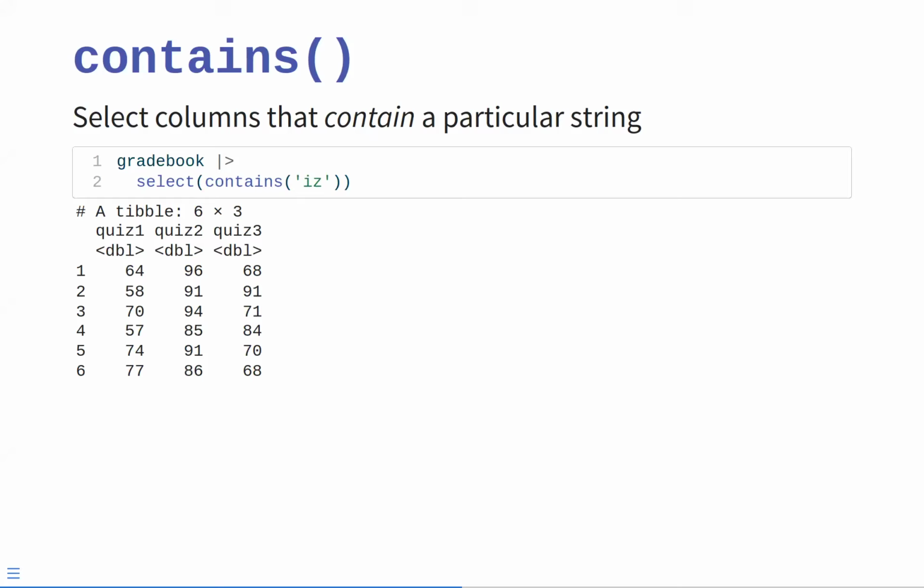starts_with and ends_with carry out selection based on prefixes and suffixes. But sometimes you might want to select based on some other part of a column name. That's easy using the command contains. Contains selects columns that contain a particular string. This is again slightly silly, but a different way that I could have selected the columns that begin with quiz is by specifying the string IZ. The only columns that contain IZ are indeed those 3.